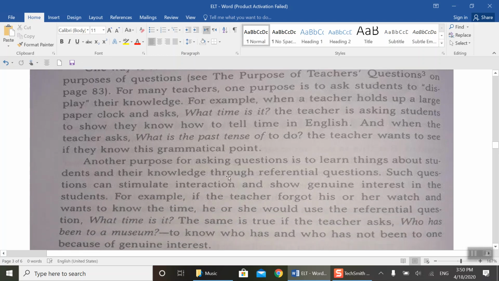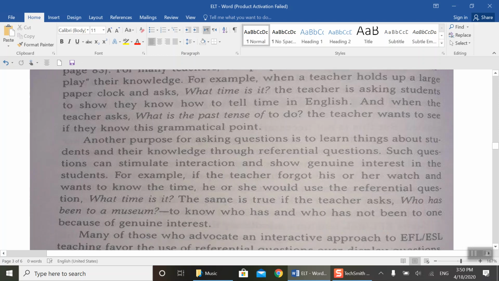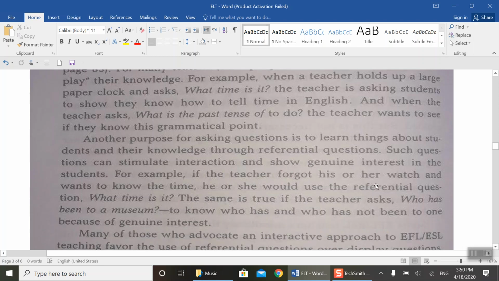Another purpose for asking questions is to learn things about students and their knowledge, through what? Referential questions. Number two is what? Referential questions. Such questions can stimulate interaction and show genuine interest in the students. For example, if the teacher forgot his or her watch and wants to know the time, he or she would use the referential question, what time is it? The same is true if the teacher asks who has been to a museum. The teacher here doesn't know the time. He has no watch, he has no clock, different from the first one.